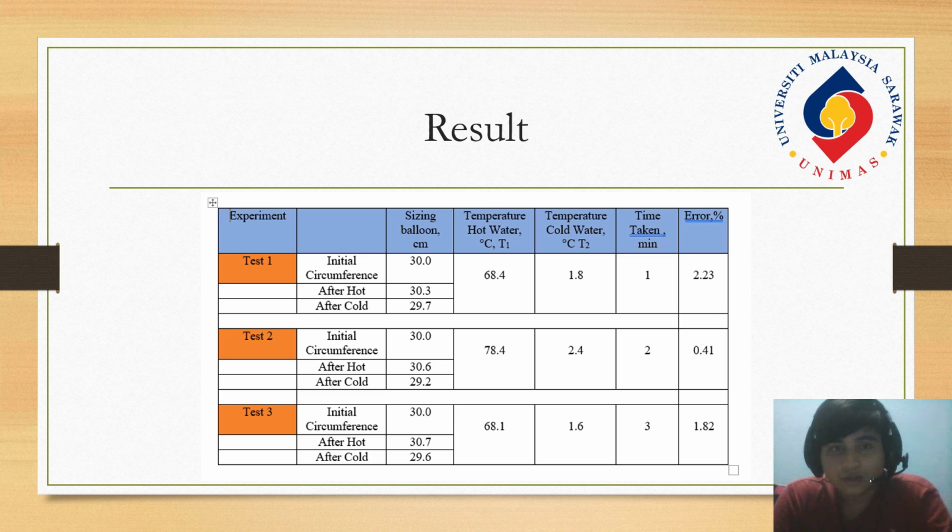Next, for running test 3, still the same, using the same method, only with a different temperature. The temperature taken for test 3 is 68.1 for the hot water, and 1.6 for the cold water. After it was immersed in the hot water and the cold water, we increased the running time to 3 minutes. So the percentage error is increasing back to 1.82%.